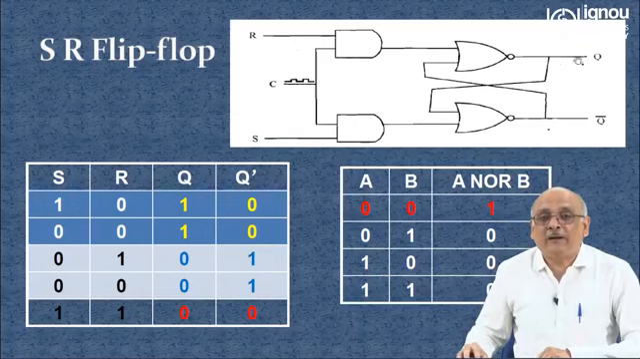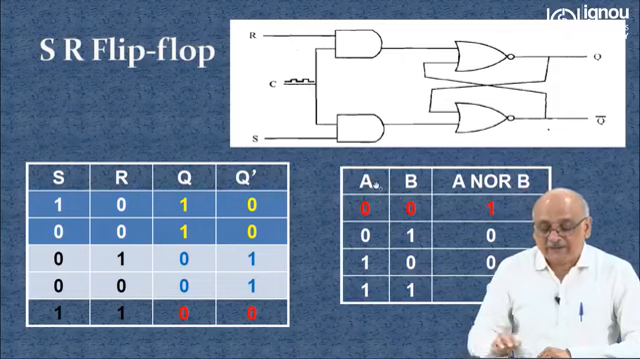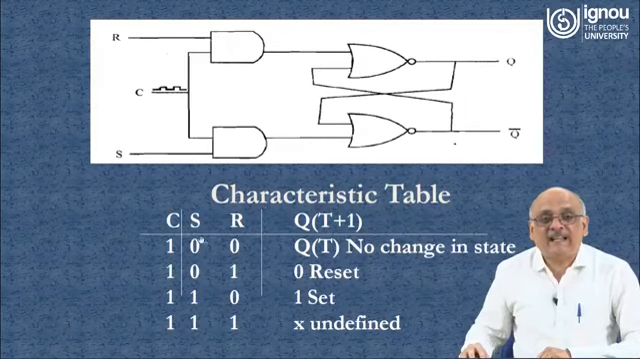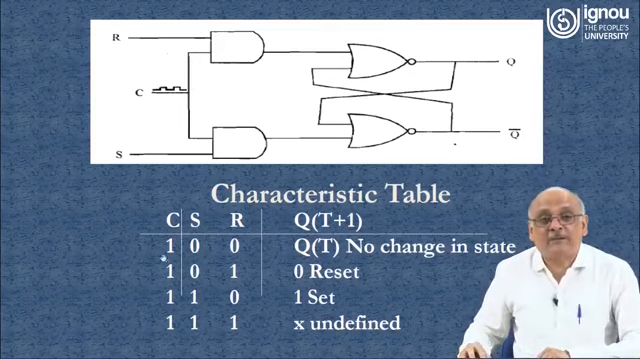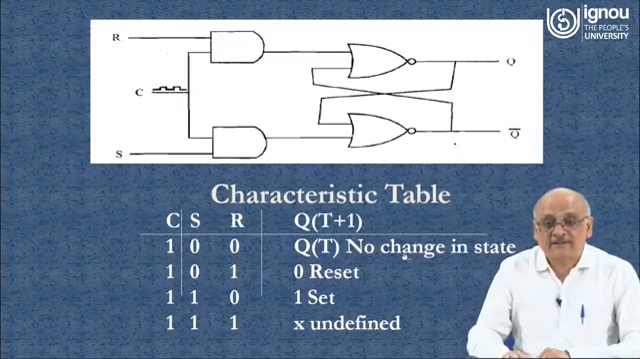So what we are going to get consistently is this particular state, which says that when S and R are 0, the next state is not going to change. So if Q was 0, it will stay 0. If Q was 1, it will stay at 1. So this is what it means by the characteristic table: 0 0 means no change in state.